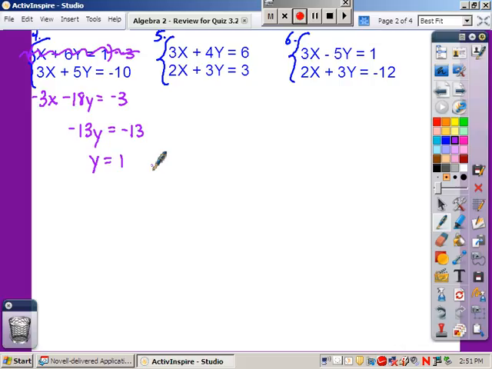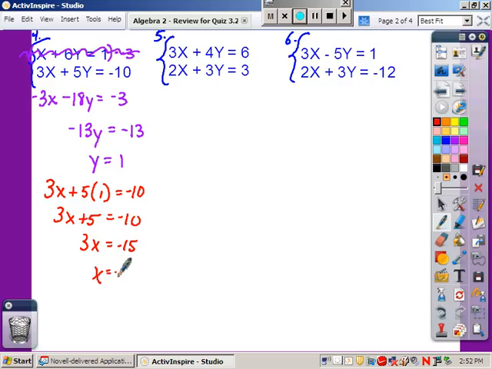So if that's the case, then I have y, I need to go back and get x, just like the other problems. So I'm going to take one of these equations, I'm just going to use this one right here, put 1 in for y. So what I really have is 3x plus 5 times 1 equals negative 10. In other words, 3x plus 5 equals negative 10. I'm going to do some simple solving. Subtract 5, 3x equals negative 15. Divide by 3, x is negative 5. Final answer, negative 5, comma, positive 1.